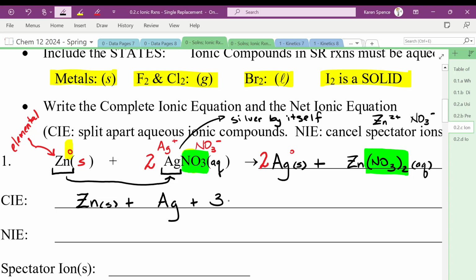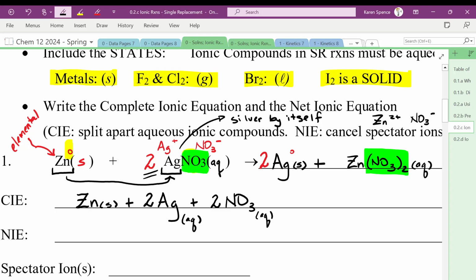Don't write down what I'm writing down. I want you to critique what I've written down. Okay, so it's not 3 NOs, right? It's NO3. Okay, that's good. What else is wrong? I need to have 2 NO3s because I've got that coefficient 2 there. I also need to have 2 Ags. Anything else missing? States. The silver is aqueous and the nitrate is aqueous.